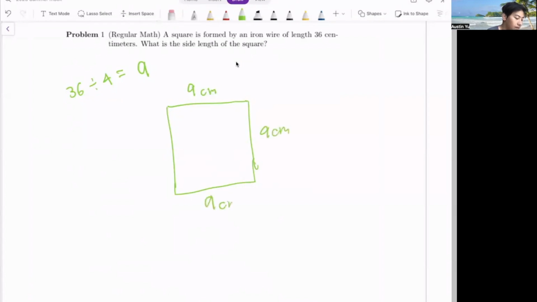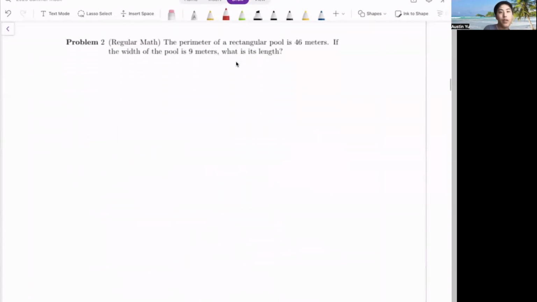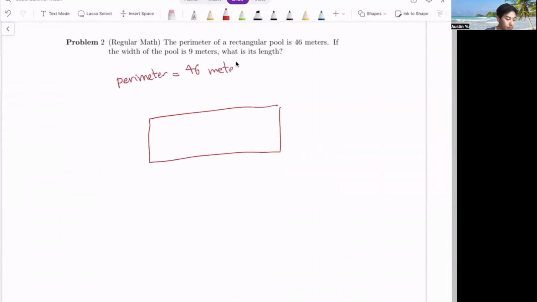Let me just fill this in. 9 centimeters. Problem 2. The perimeter of a rectangular pool is 46 meters. If the width of the pool is 9 meters, what is its length? So the perimeter of a rectangular pool, let's just write perimeter. Perimeter would just be 46 meters. And since the perimeter would just be width plus length times 2, since there are two equal sets of the same thing, we see that the width of the pool is 9 meters.